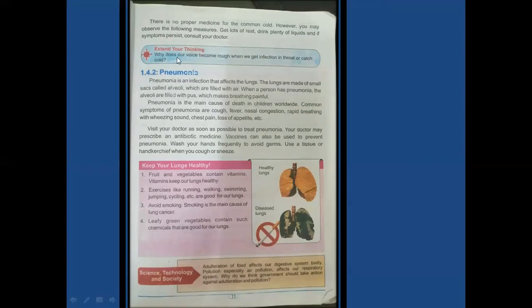This is assignment. Why does our voice become rough when we get infection in throat or catch cold?